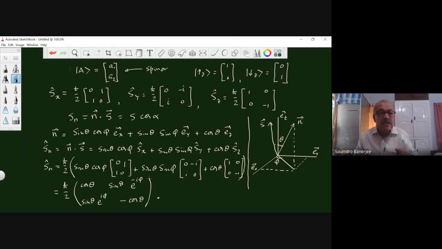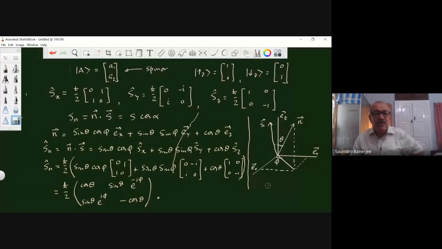So this is the general spin matrix, where we are talking in terms of projecting spin from any arbitrary direction into an arbitrary n direction. Sorry, what's happening? Kill all this junk. Sometimes the pen tablet behaves in a peculiar way.